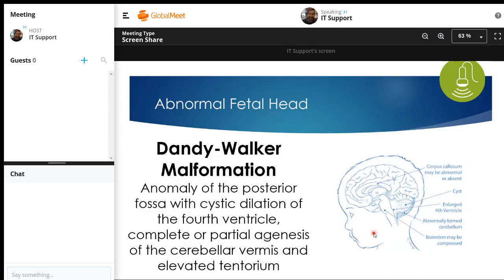So Dandy-Walker malformation. This is an anomaly of the posterior fossa with cystic dilation of the fourth ventricle, complete or partial agenesis of the cerebellar vermis, and elevated tentorium. This has a very specific look on ultrasound. I was talking about the cerebellar vermis when we were looking at the normal images. That's what connects the lobes of the cerebellum together, and how important that is. So this is the condition where it's absent.